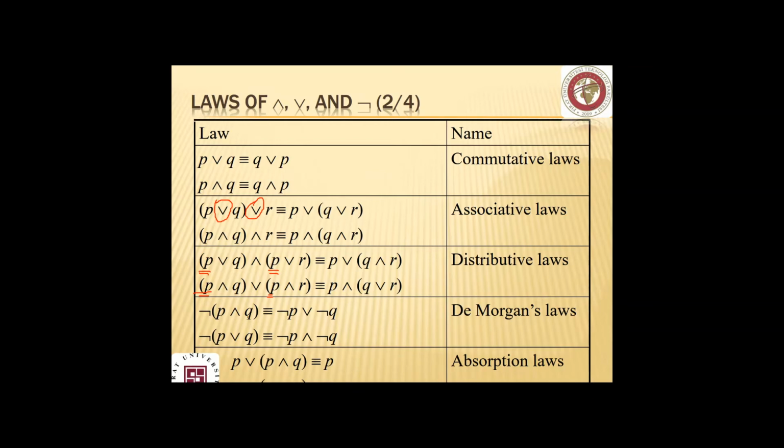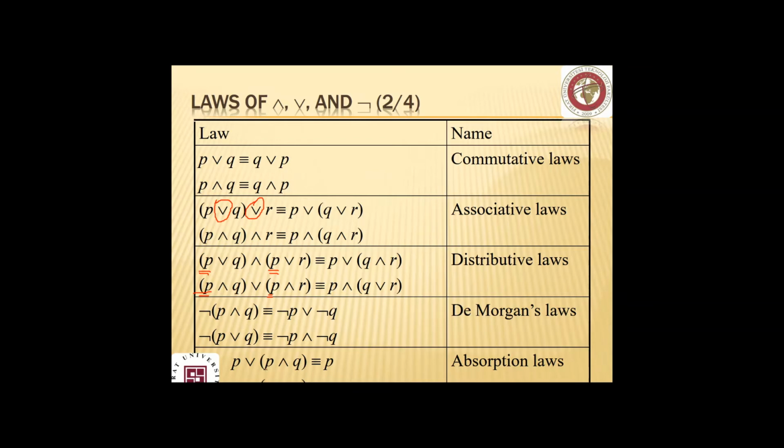De Morgan's law, the negation of AND and OR, we explained about them. The absorption laws are very similar to the distributive, but it is not distribution in the literal meaning. Rather, it is P or, now look at this, P and Q.